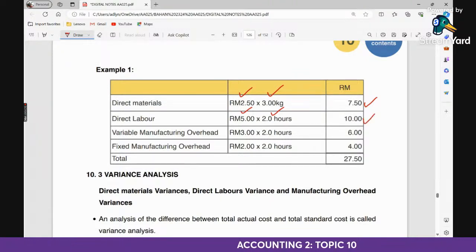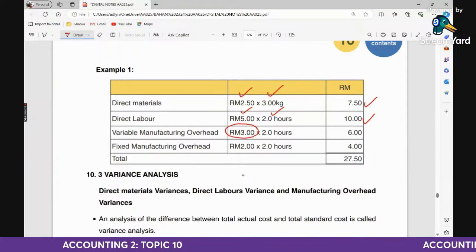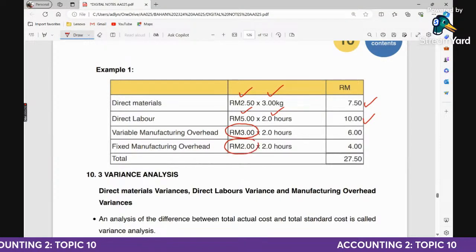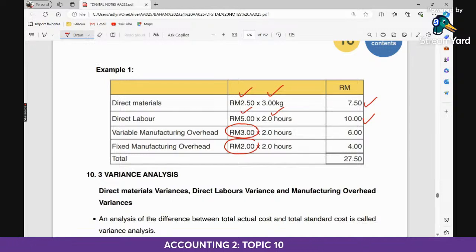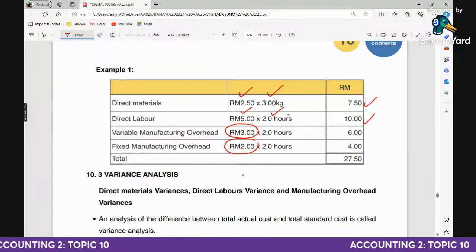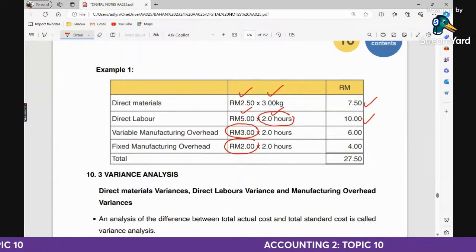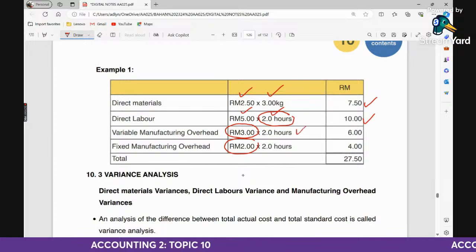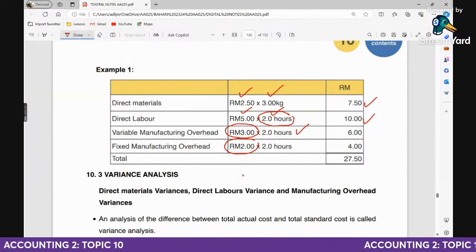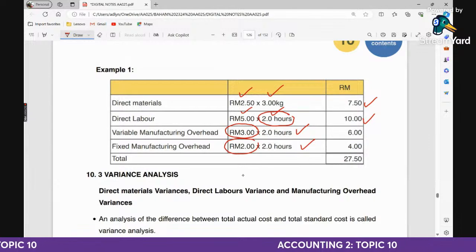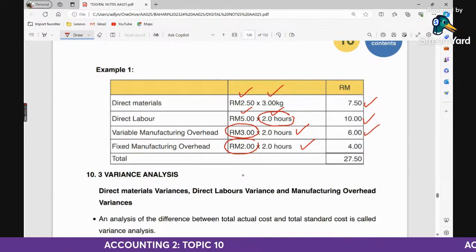Okay, so for variable manufacturing overhead, yang RM3 ni and RM2 ni is actually the POR given in the question. Okay, dan kita tahu dia punya basis ialah direct labor hours. So kita akan guna samalah di sini. The direct labor hours is actually untuk produce ialah 2 jam. Okay, so variable manufacturing overhead RM3 pun akan darab 2 jam. Fixed manufacturing overhead RM2 pun akan darab 2 jam. Okay, so the cost for variable manufacturing is RM6 and the fixed manufacturing overhead is actually RM4.